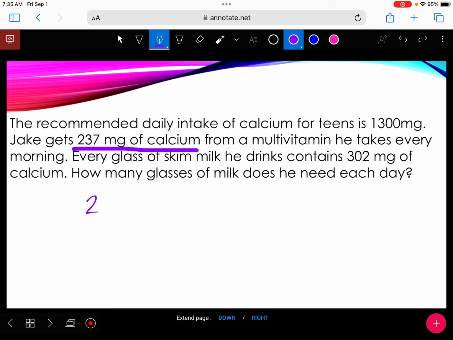So the 237... he just takes that once, right? He's not like down in multivitamins like they're Skittles. So we just have the one multivitamin. He's just taking that once.